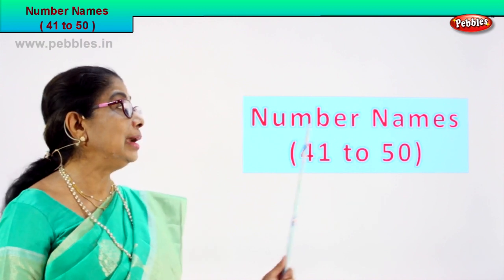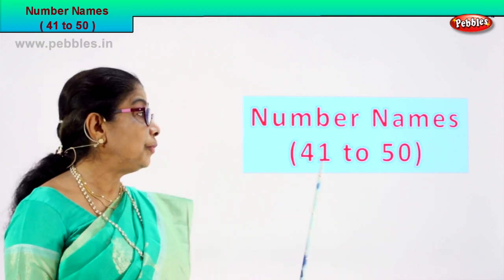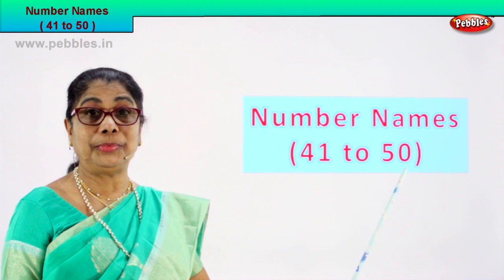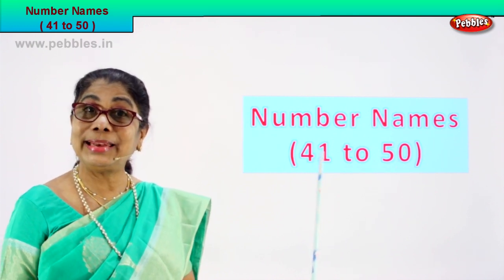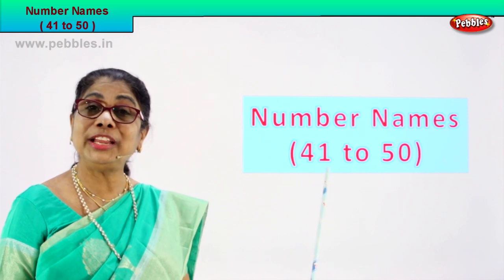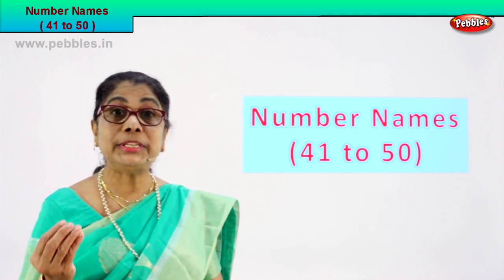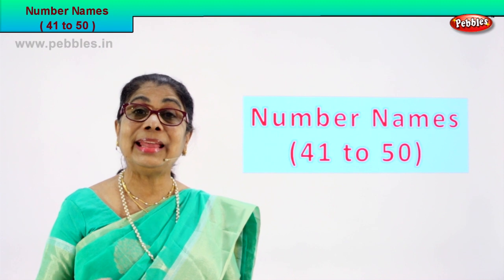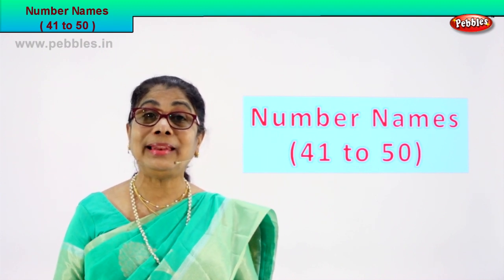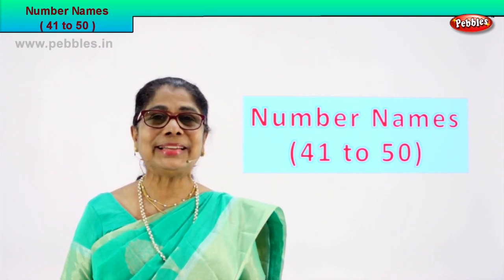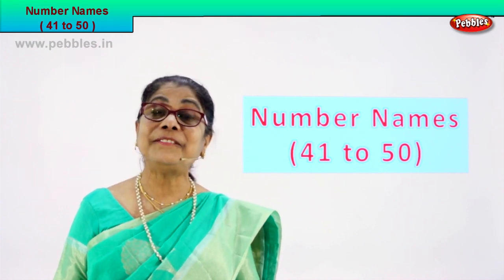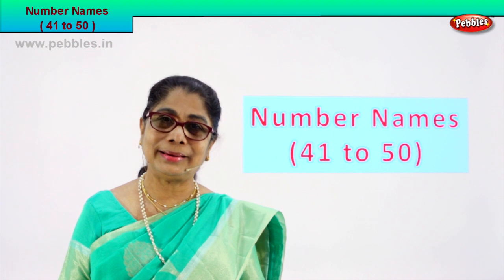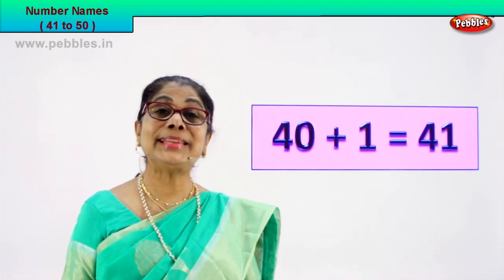We are going to learn number names from 41 to 50. 40 we finished. So we will look at the number names 41 to 50. Observe, read, count, spell, enjoy yourself. Shall we? Good. Let's look at our first number and learn its name.